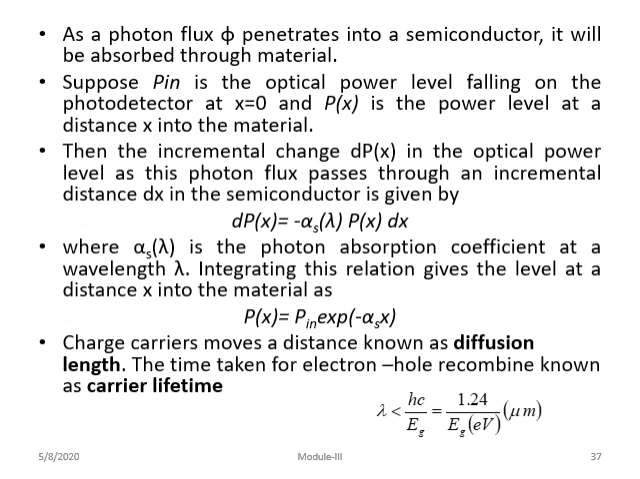We integrate this to get the power level at x. We can take it as P(x) = P_in exponential of minus alpha_s x. This charge carrier moves a distance known as the diffusion length. This is a very important definition. The time taken for electron hole recombination is the carrier lifetime. The wavelength can also be calculated with the equation 1.4 divided by Eg, in terms of electron volts.